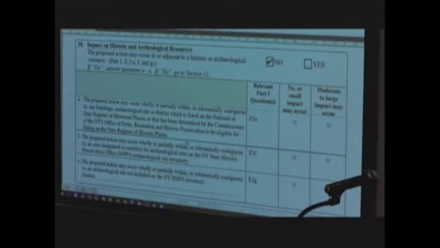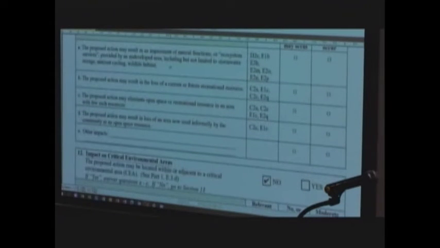Historic and archaeological resources, we did not identify any significant. We've gone through the State Historic Preservation Office. We've reached out to them. They've identified nothing of significance at the site. Impact on open space and recreation. Again, the work is confined to the operation of the wastewater treatment plant, so there are no impacts on open space considerations within the town. We did not identify any critical environmental areas during the initial review, so that's a no impact on that end.